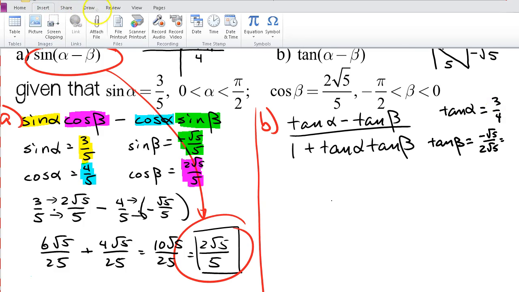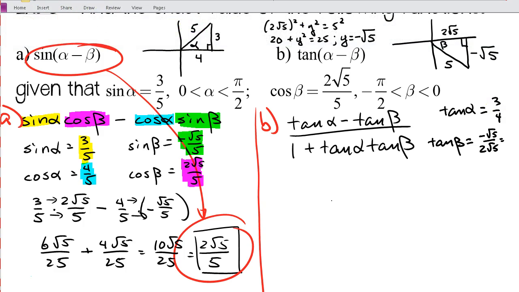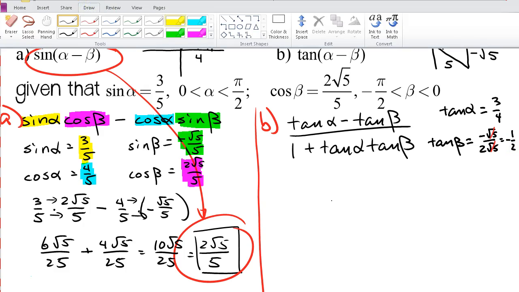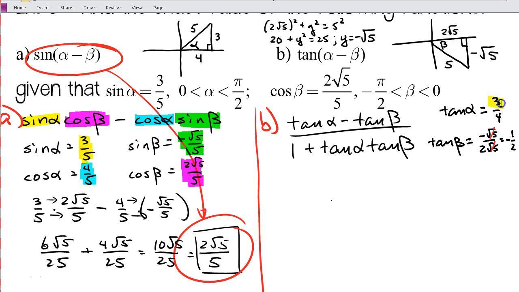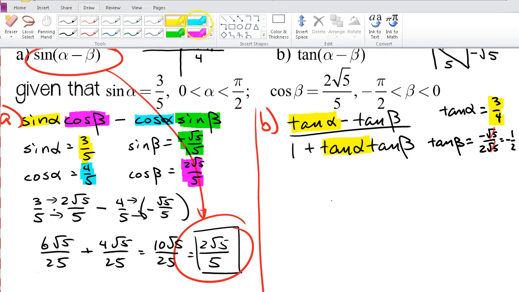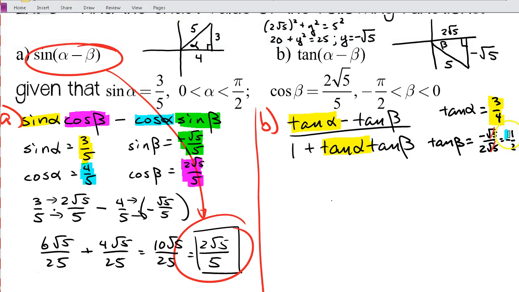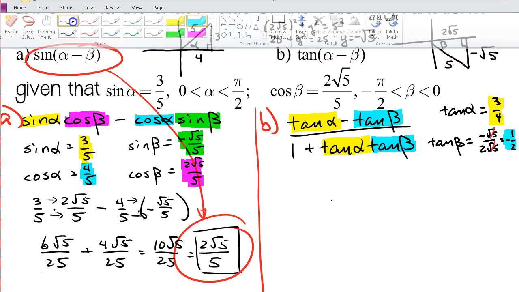And these root 5s are going to cancel, so we just end up with negative 1/2 for those two values. Alright, so now we only have two values to plug in. I've got tan alpha is 3/4, so I'm going to plug that in here and here. And I've got tan beta is negative 1/2, so I'm going to plug that in there and there. So let's go ahead and do that.